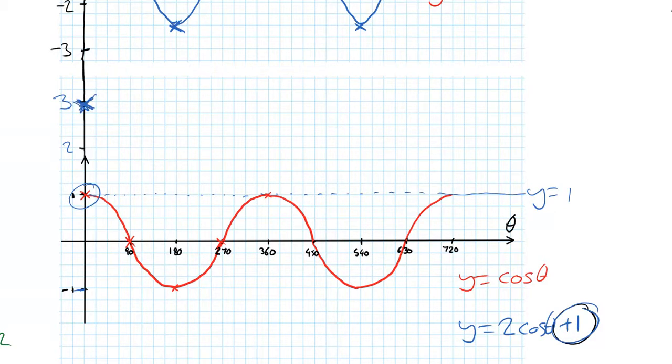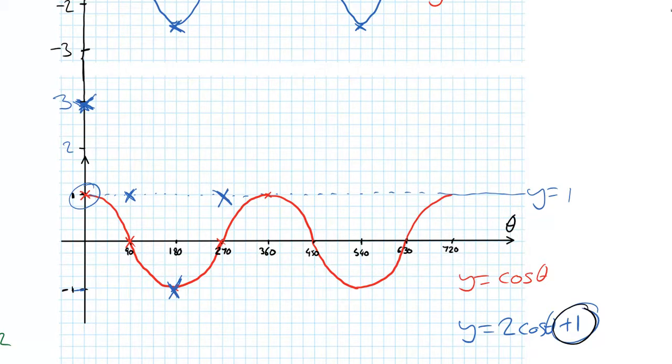At 90, we had 0. Doubling 0 gives us 0. And then we're going to plus 1, so we're going to get to 1. Minus 1 doubled is minus 2. And then we plus 1, and we're going to get back to minus 1. At 270, we had 0. So we double 0, we still have 0. And then we plus 1 to that 0, well, that brings us up to 1.